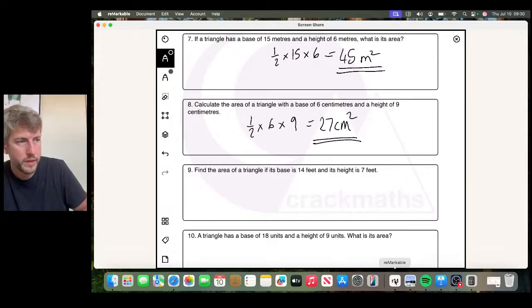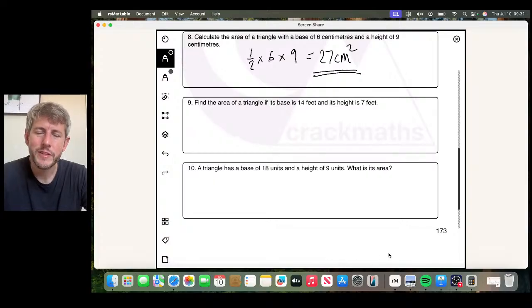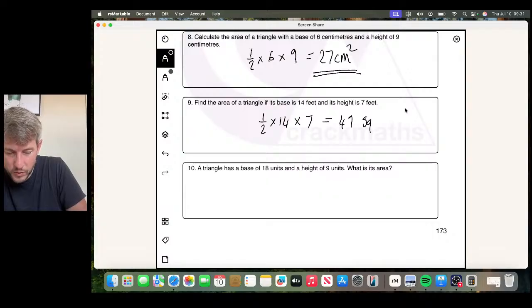Okay, here we go. Find the area of a triangle if its base is 14 feet and its height is 7 feet. So what we've got here is a half times the base of 14 times the height of 7. Half of 14 is 7. 7 times 7 is 49 and square feet.